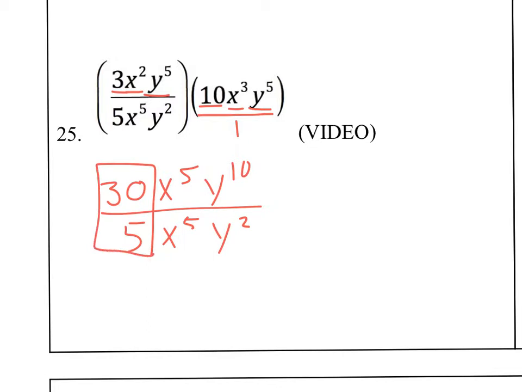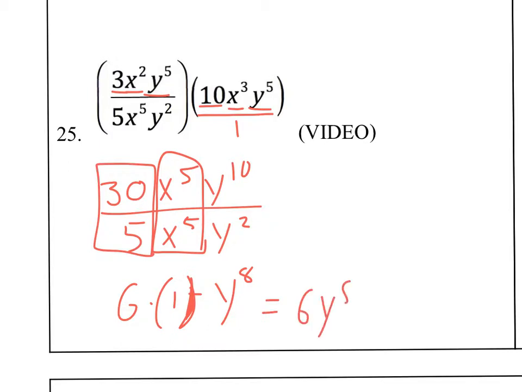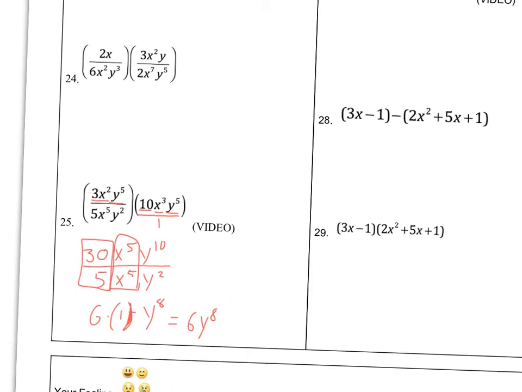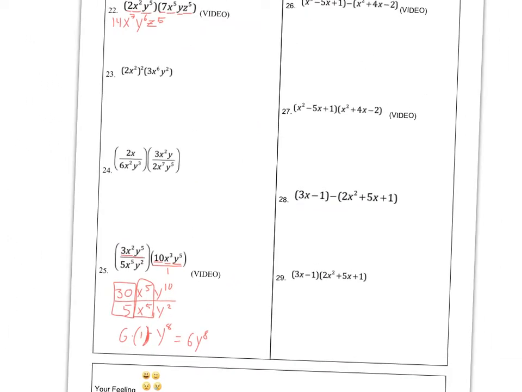30 divided by 5 is going to be 6. X to the 5 divided by x to the 5 is going to be 1. Y to the 10 divided by y to the 2 is going to be y to the 8th. Sorry, there's supposed to be parentheses in there. And we end up with 6y to the 8th as our final answer. There were no negative exponents in either of these problems, but if you had 3x, that's in highlighter, to the negative 4, that would then become 3 over x to the positive 4.